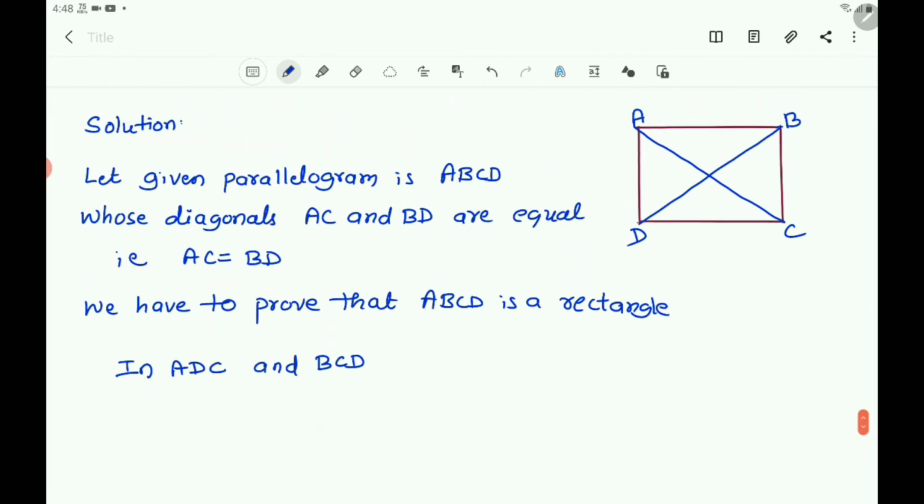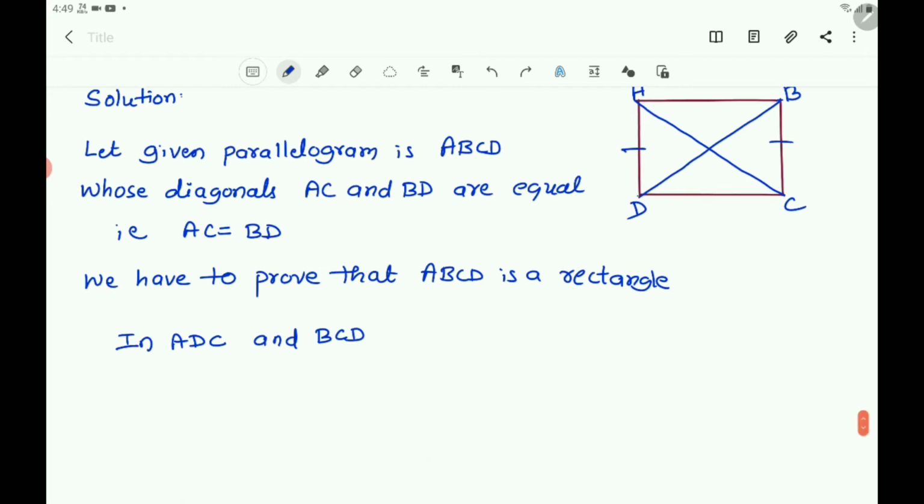Right, you know that here AD is equal to BC because they are the opposite sides of the parallelogram. And also it is given that AC equals DB, they are the diagonals. It is given that diagonals are equal and one common side is there, that is DC equals DC, that you can take here. So you write first one, AD is equal to BC.